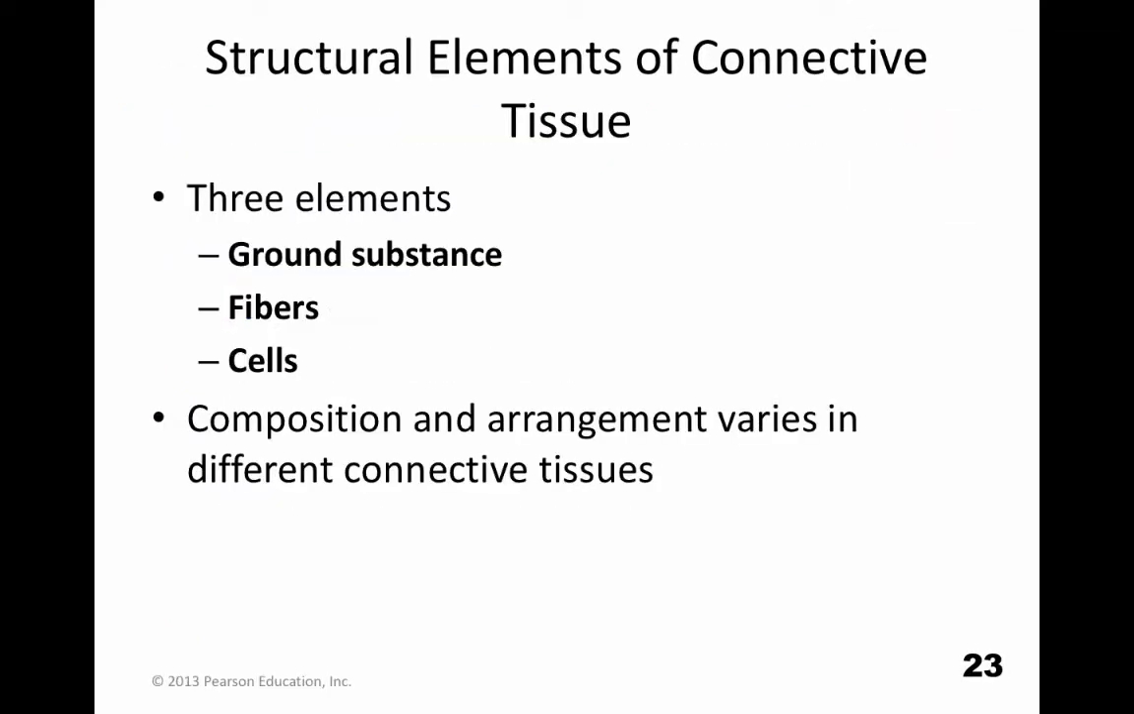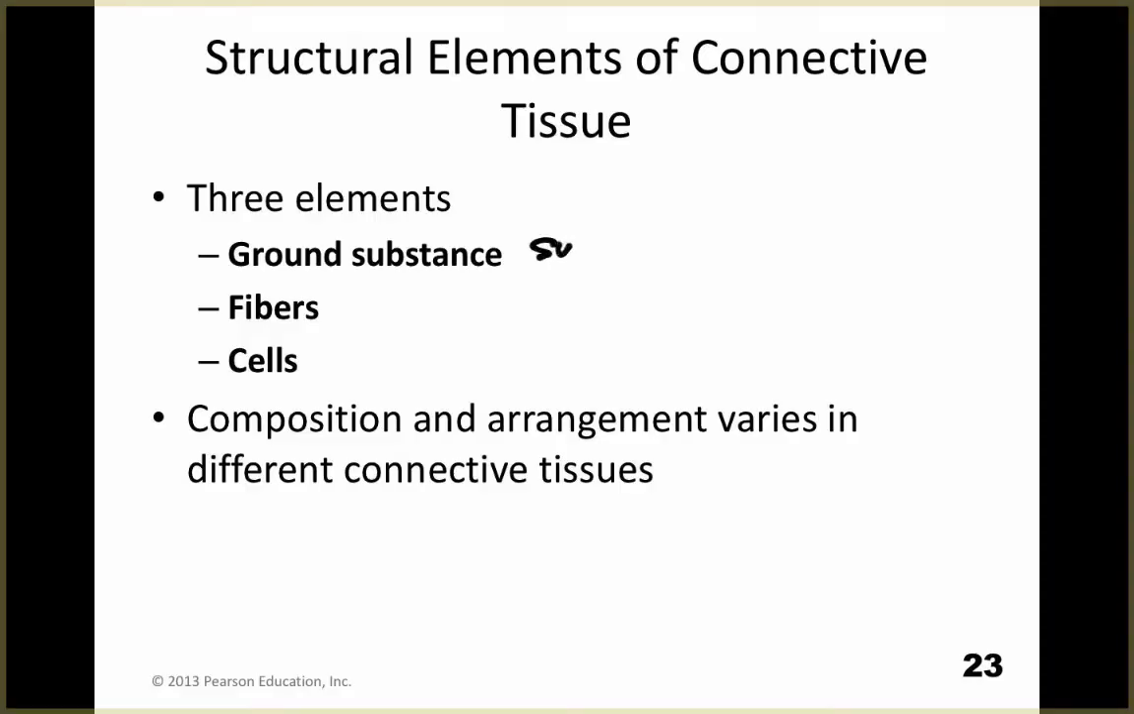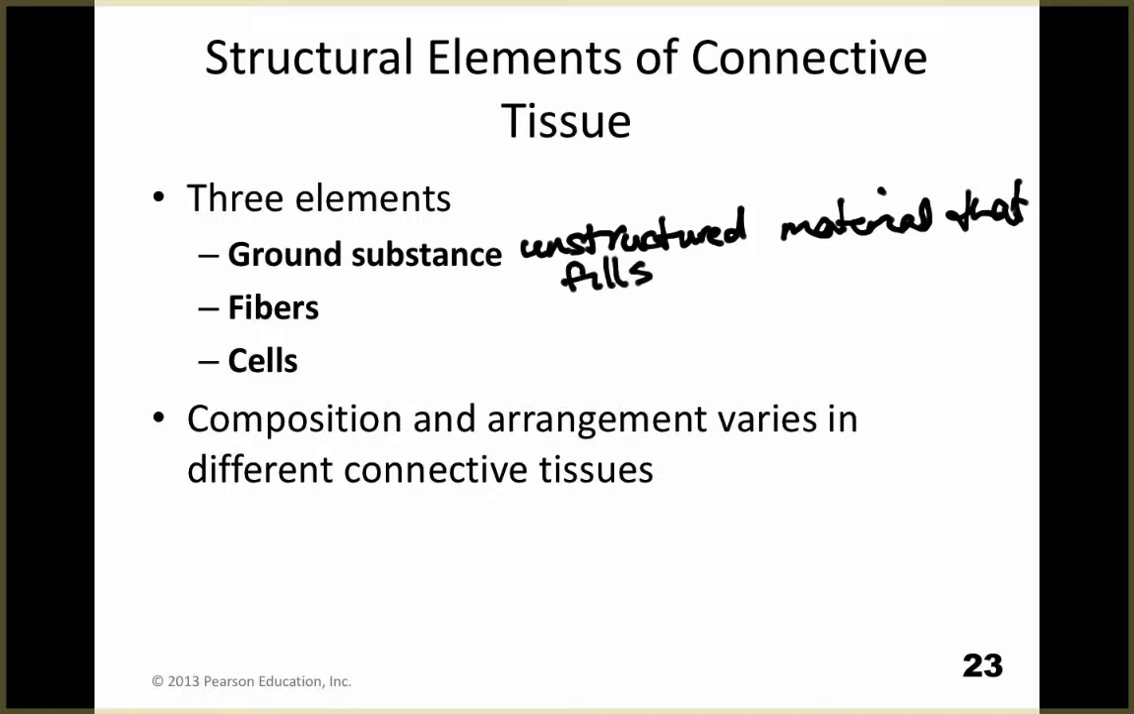So when we're looking at connective tissue structurally, they have three elements: ground substance, which you can find in the background, right? And ground substance is basically kind of this unstructured material that fills interstitial places between blood vessels and cells.